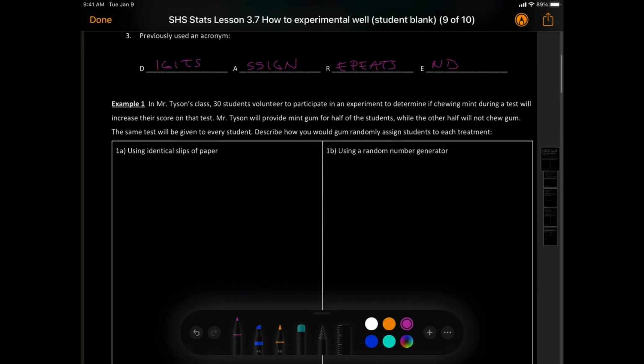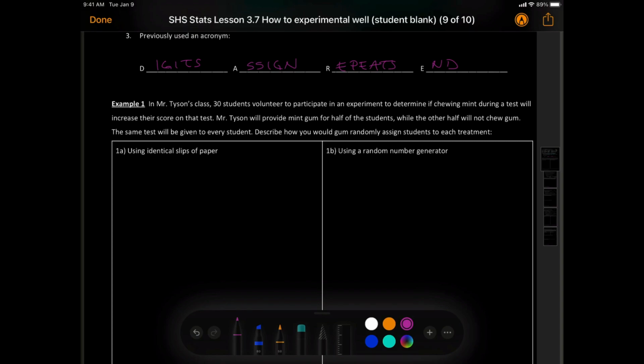Let's try example 1. In Mr. Tyson's class, 30 students volunteered to participate in an experiment to determine if chewing a mint during a test will increase their test scores on the test. Mr. Tyson will provide mint gum for half the students, while the other half will not chew gum. The same test will be given to every student. Describe how you would randomly assign the gum in each of our treatments.